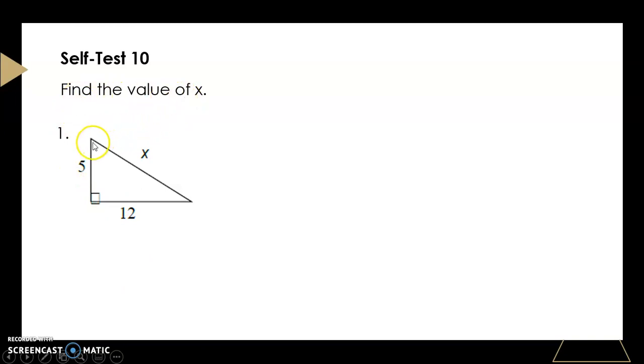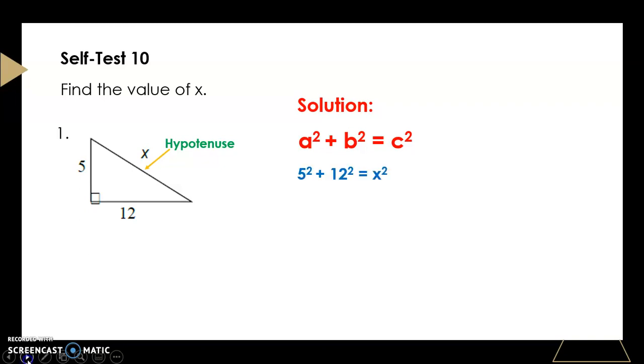Find the value of x. So here, x. Okay, so this is the longest side, so it's the hypotenuse. Why? Because it's the opposite of the right angle. So, okay, you can see there, I labelled it there. Alright, so A squared plus B squared is equivalent to C squared. I'm going to assume this is my A and this is my B. So 5 squared plus 12 squared is equivalent to x squared.